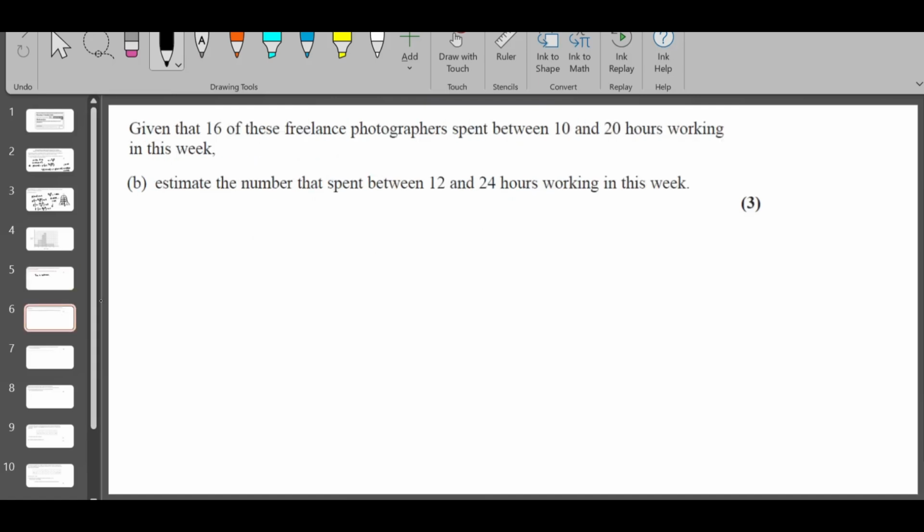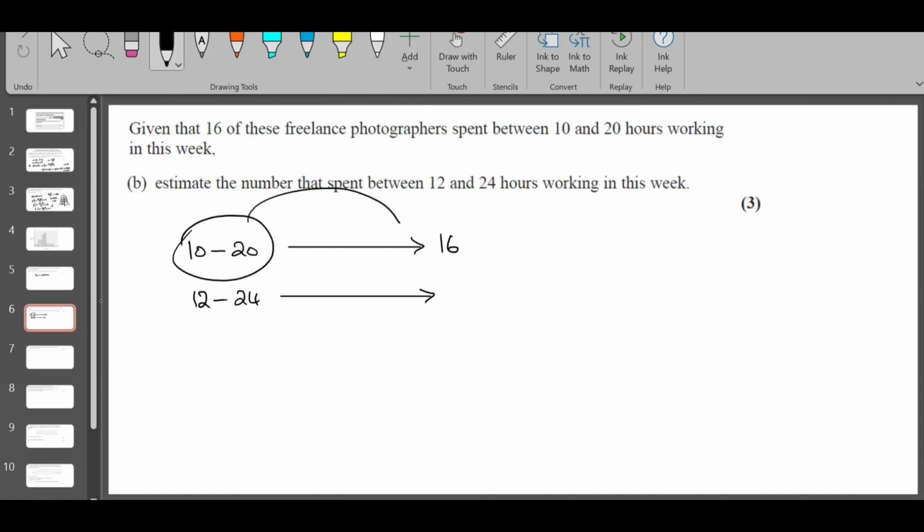Part B. Given that 16 of these freelance photographers spend between 10 to 20 hours working this week. Between 10 to 20 hours, there are 16 of them. Estimate the number of photographers that spend between 12 to 24. It's one of the common questions in histograms actually. There are several ways you can answer this. One of the ways is by comparing the known quantities first. Look at the known quantities in the histogram.